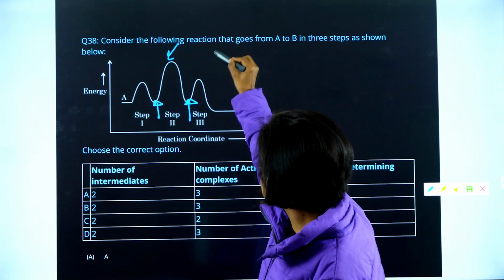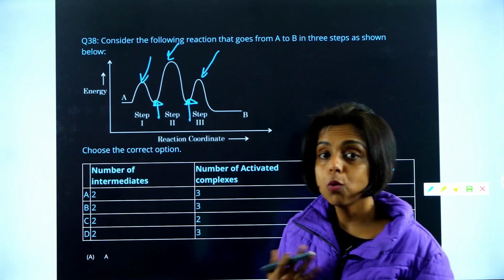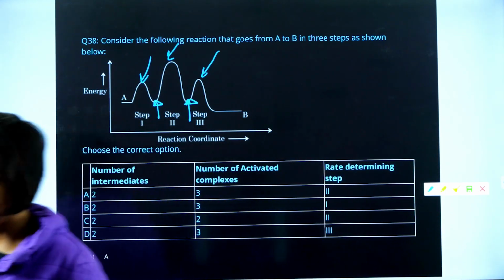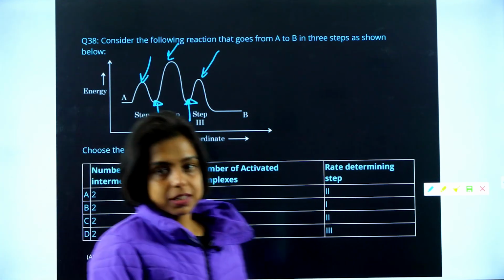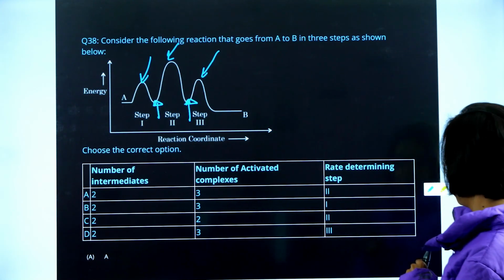And these peaks correspond to the transition states, which have more energy, which are more energetic, right? So by looking at this, you are just supposed to tell how many intermediates there are, how many activated complexes, that is the transition states, and which is the rate determining step. Yes, the slowest step is the rate determining step, right? RDS, which will happen the most slowly, that is the rate determining step.